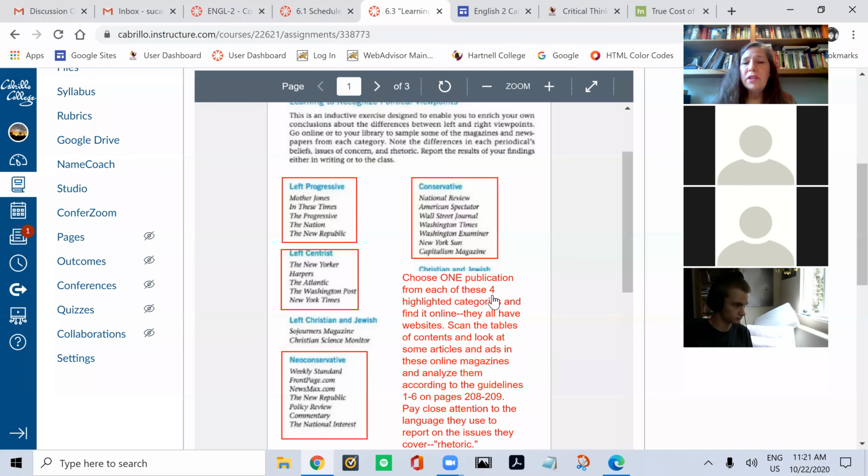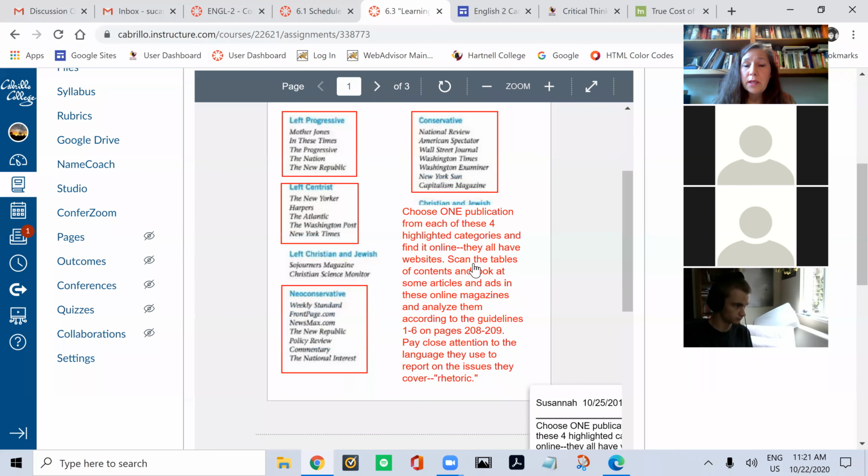And there's all kinds in between, but I just want you to pick one publication from each of these categories. That's what this says. Scan the table of contents, look at some articles and ads. All of these can be found online, and you shouldn't have to pay to access any of these. If you do, don't do it. Just look at the stuff you can see for free, and do your analysis that way.